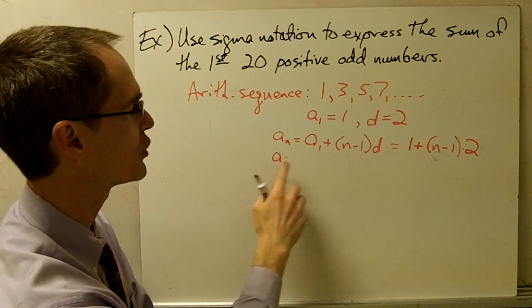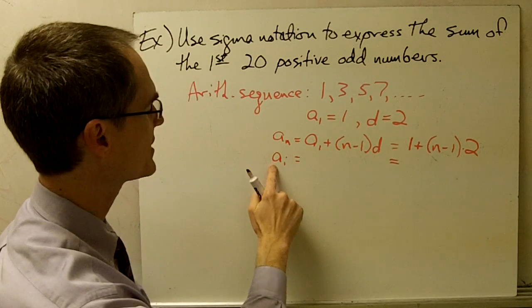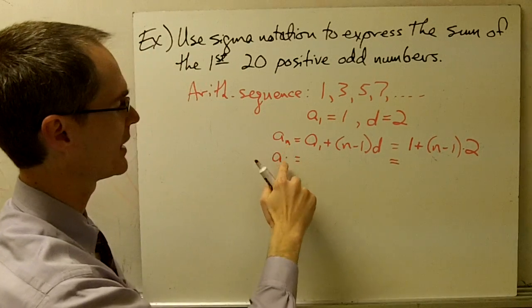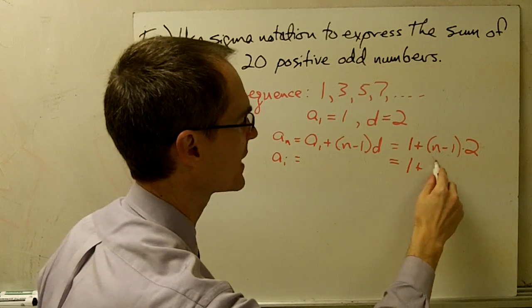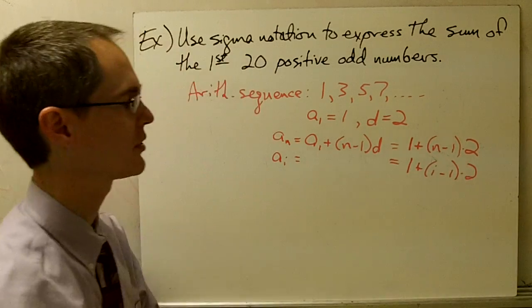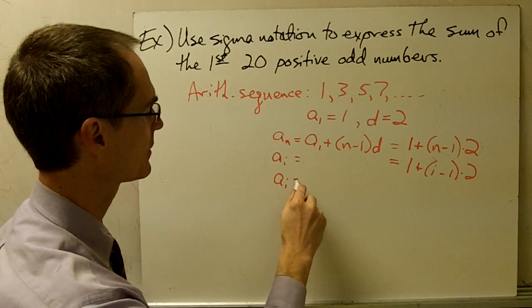So basically, I just want to rewrite this. Instead of talking about a sub n, I'm going to use a sub I. So I'm just going to replace the variable n with the variable I, which means I've got 1 plus, instead of n minus 1, I'm going to use I minus 1 times 2. Right? So now I have this formula here for a sub I.